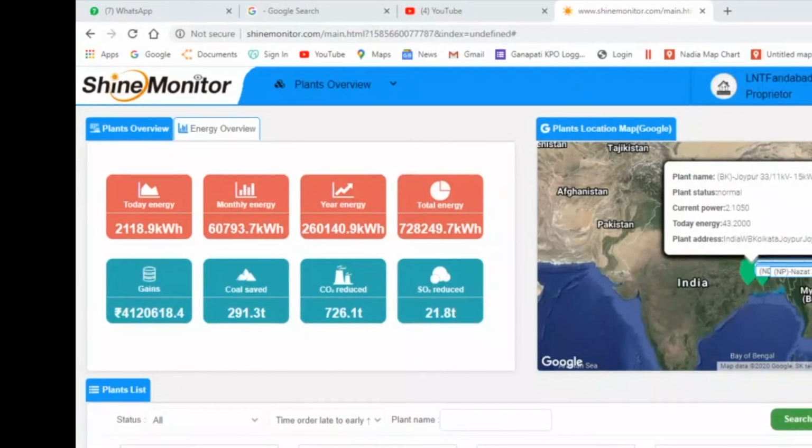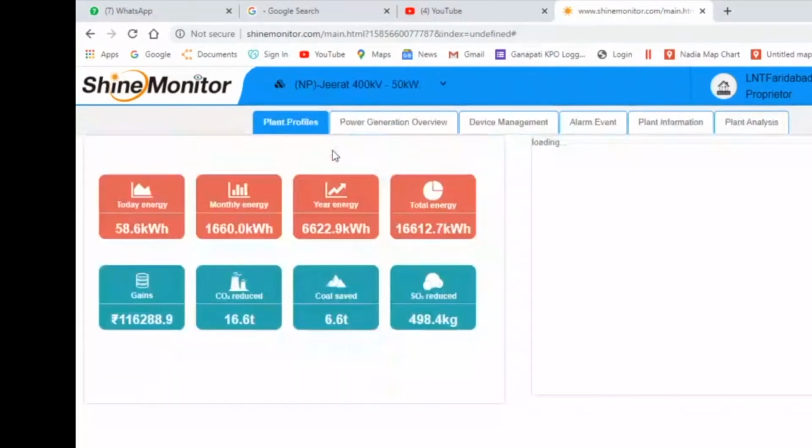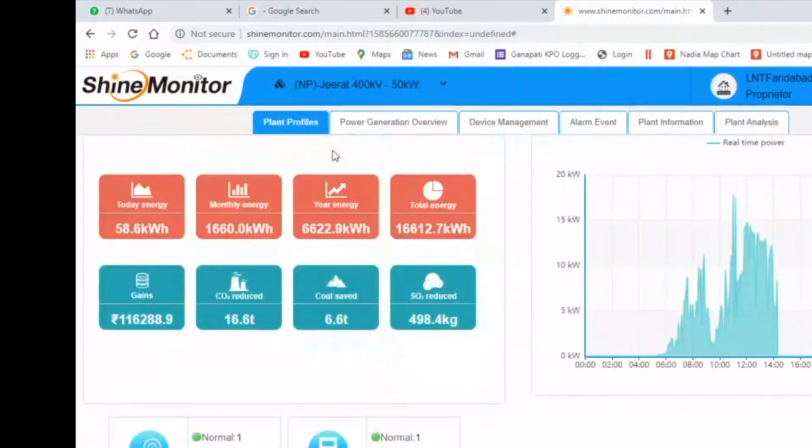Yeah, thank you. So you can see the name of the plant is Joypur. It's a substation plant, a 15 kilowatt plant. Here we are seeing the energy generation today. Just hold on, we are opening the plant. Okay, so from here we can see it's a 50 kilowatt plant. We can see the generation today, the monthly generation, and the gain, which is the amount of units we have generated multiplied by the unit rate. It can be 7 rupees, 8 rupees, to get the total gain.